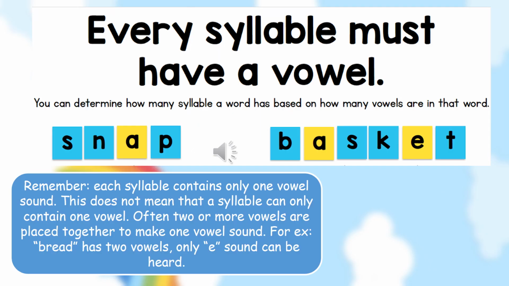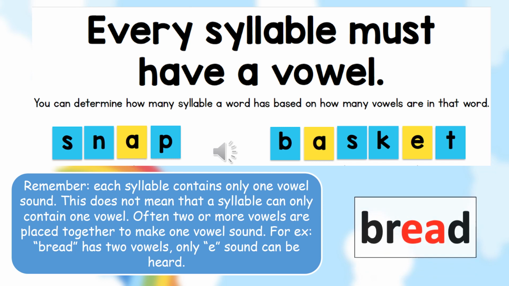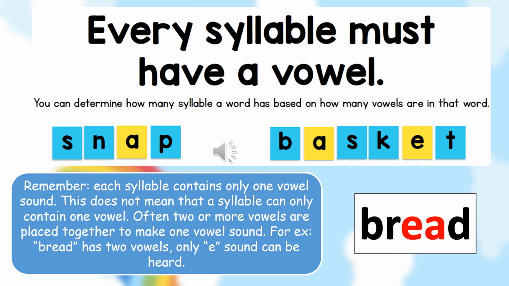Remember, each syllable contains only one vowel sound. This does not mean that a syllable can only contain one vowel. Often, 2 or more vowels are placed together to make one vowel sound. For example, bread has 2 vowels, and only the E sound can be heard.